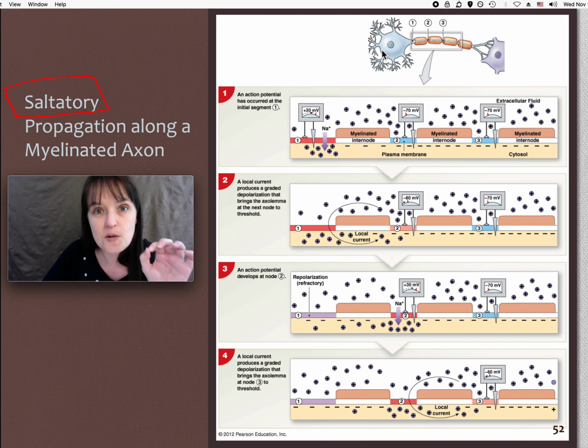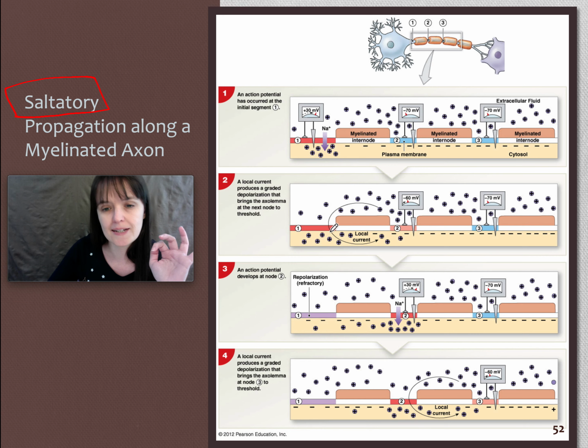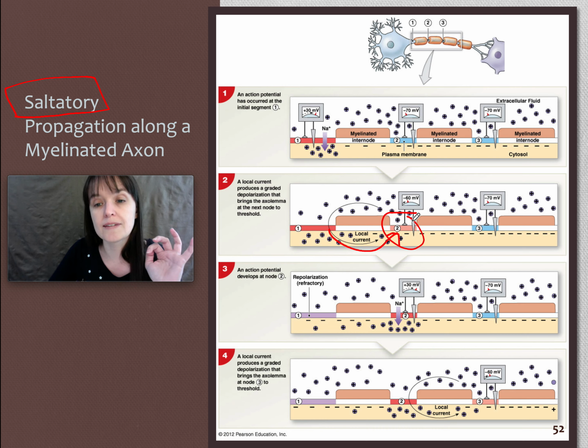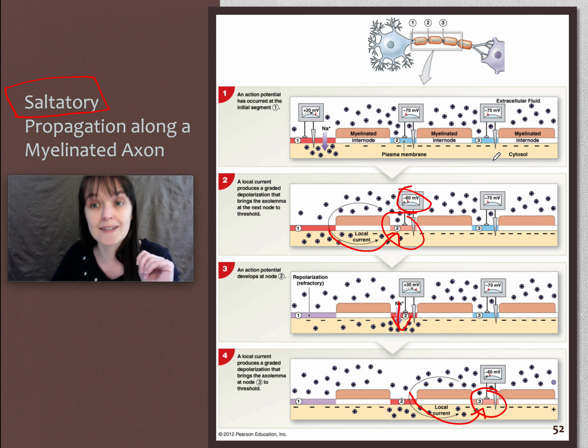Okay, so saltatory propagation happens in myelinated axons. And what happens is the exact same thing, except the local current will bring the next node of Ranvier to threshold, which starts an action potential, which lets in so many ions. That local current brings the next node of Ranvier to threshold. So it's the same thing, but instead of bringing every single segment of the axon to threshold, it skips from node of Ranvier to node of Ranvier to node of Ranvier.